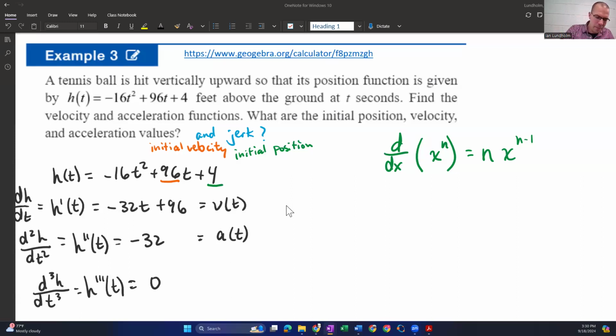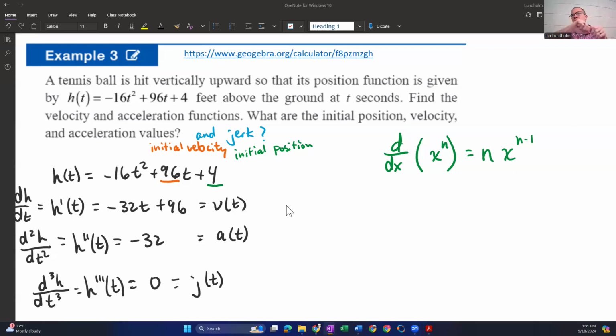And yeah, they mention jerk in this section, so I wanted to mention it in this problem. Jerk is the rate of change of acceleration. And the way that I would think of that is, is there some new force that is being added to the system that is changing the acceleration of the object? So it's the rate of change of acceleration.